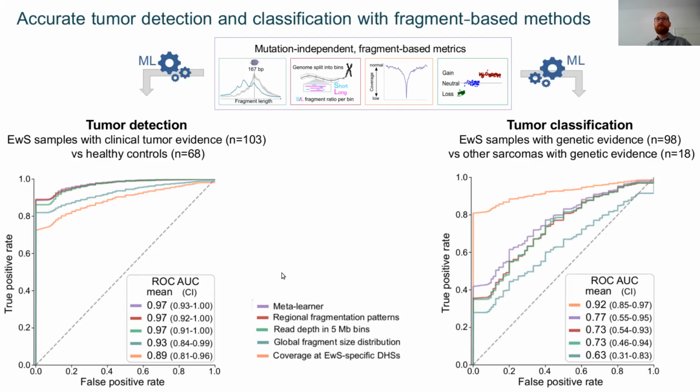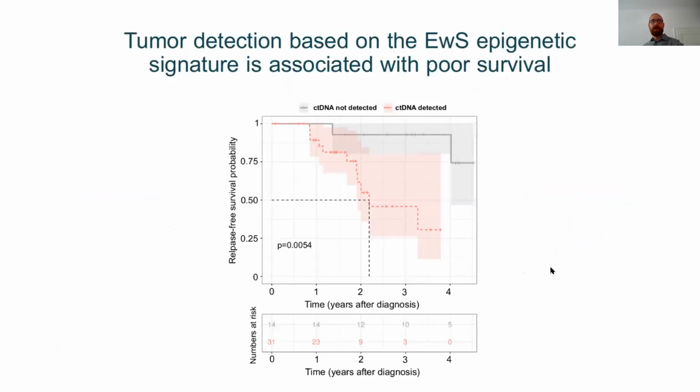Second, we trained our machine learning classifiers to distinguish between Ewing sarcoma samples and samples from patients with other sarcomas. And as you can appreciate, especially our LIQUORICE-based coverage signature performs very well here, reaching ROC AUC values of 0.92 and clearly outperforming the other metrics.